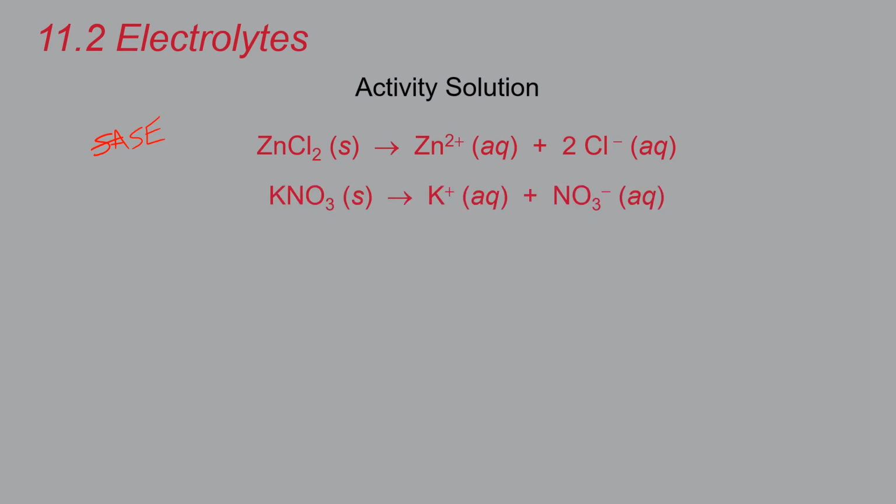Okay, so here's the solution. So zinc chloride is going to be a strong electrolyte. It is an ionic compound that dissolves in water, and it's going to break apart into zinc and 2 chloride ions. So the next one was potassium nitrate, and that is also a strong electrolyte. It's an ionic compound, it's a soluble one, and that's going to dissociate into potassium ions and nitrate ions.